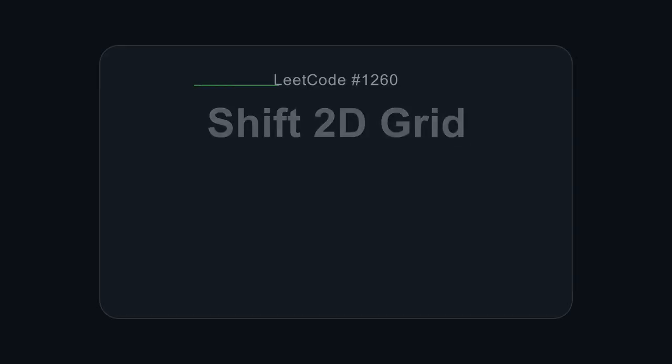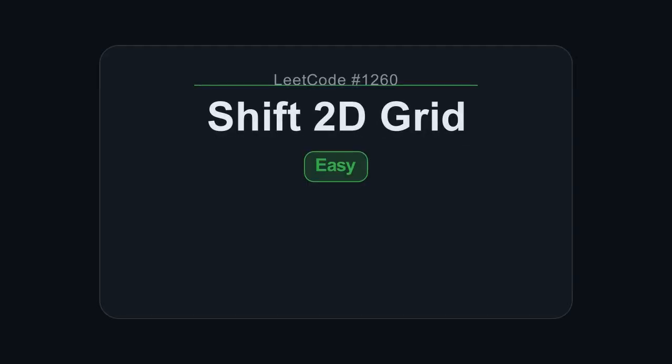Today, we're tackling a problem that seems simple on the surface, shifting elements within a two-dimensional grid. But how do you perform this operation efficiently, especially for large shifts? There's a clever mathematical trick to convert this 2D challenge into a more manageable 1D problem.